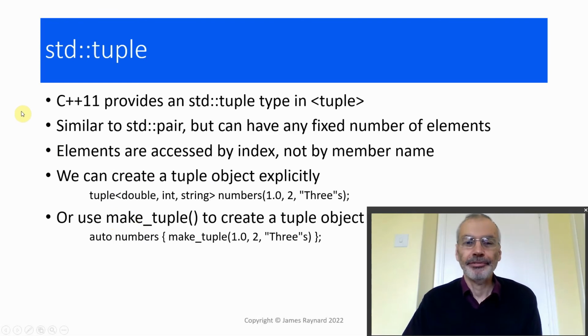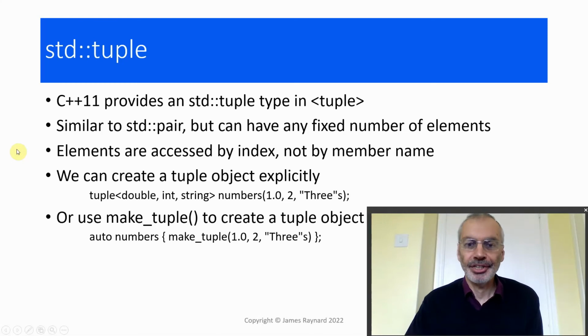In C++11 we have a tuple type in the library. It's defined in the tuple header. It's similar to the pair, but it can have any number of elements. The number of elements has to be fixed for a particular object. It's not really practical to use the names of members, so instead we use the index for accessing the elements.